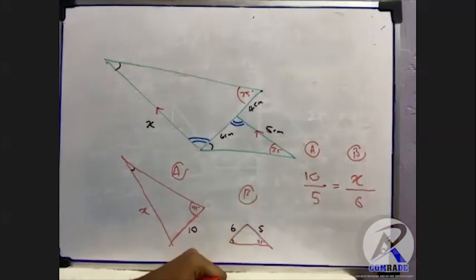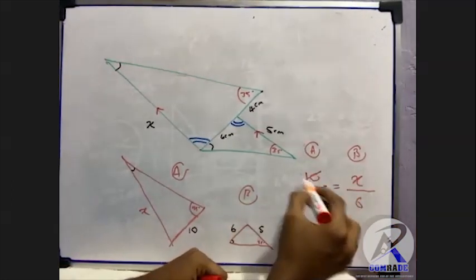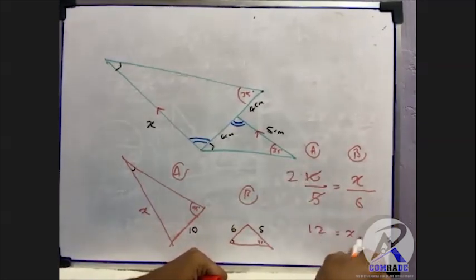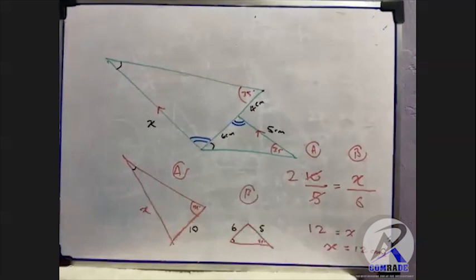Now I know you can solve it, right? 10 over 5 is 2. This 6 comes over this side, so 6 times 2 is 12. X equals 12 centimeters. So that is the answer for x. I hope you get it. Pause the video and you can write it down. Now we'll move on to the next question.